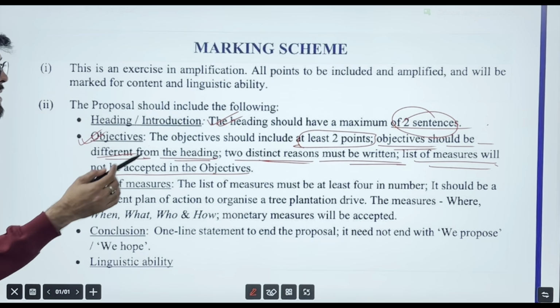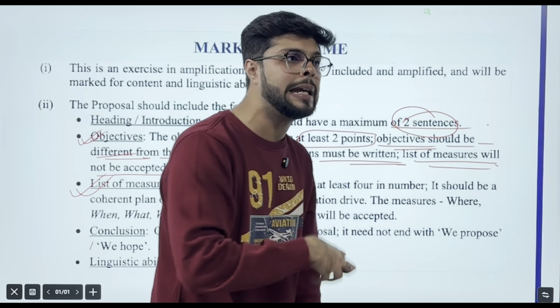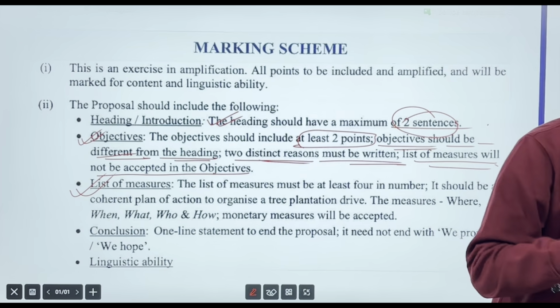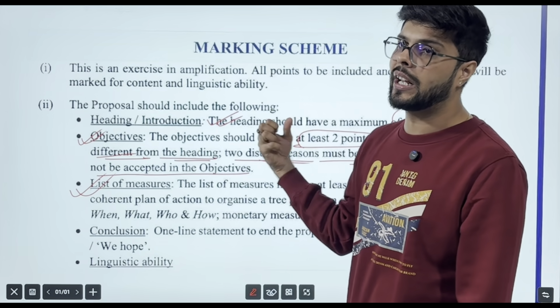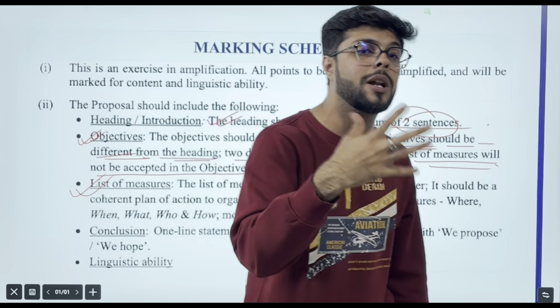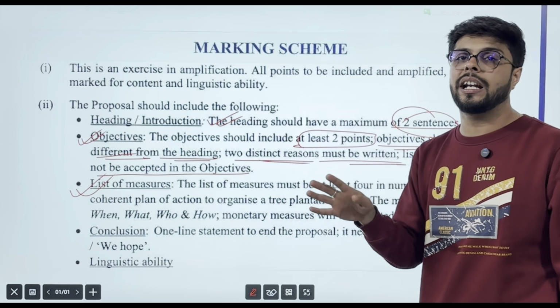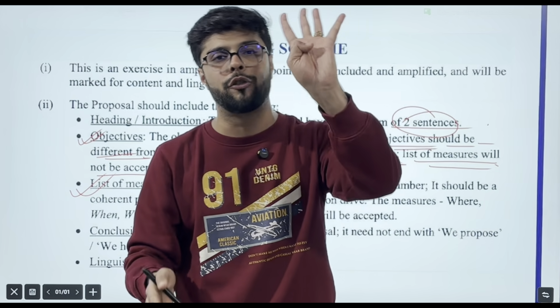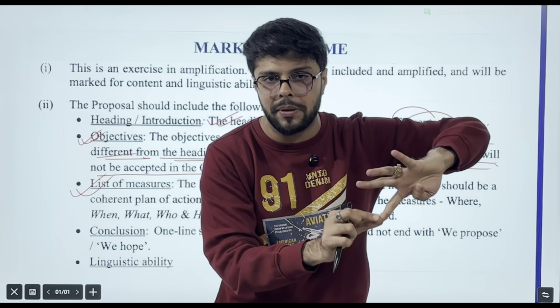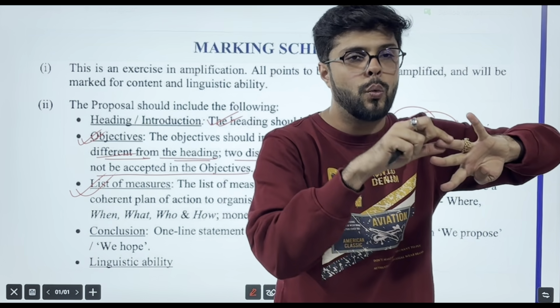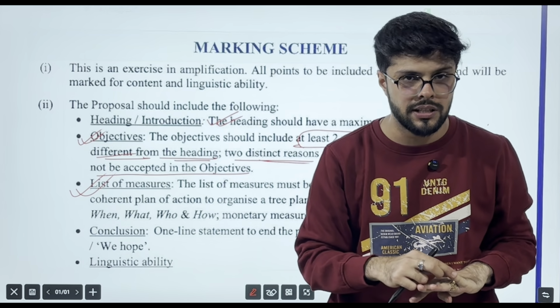And then comes your list of measures. Now, list of measures, what are the actions which will be taken during that particular event for which you are writing that proposal? That has to be featured. So in that you have to keep in mind 4 things: what is going to happen in the program, where, when, and who is the concerned person.